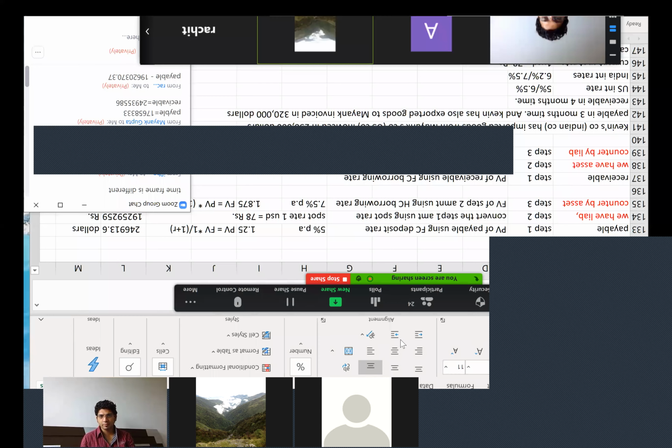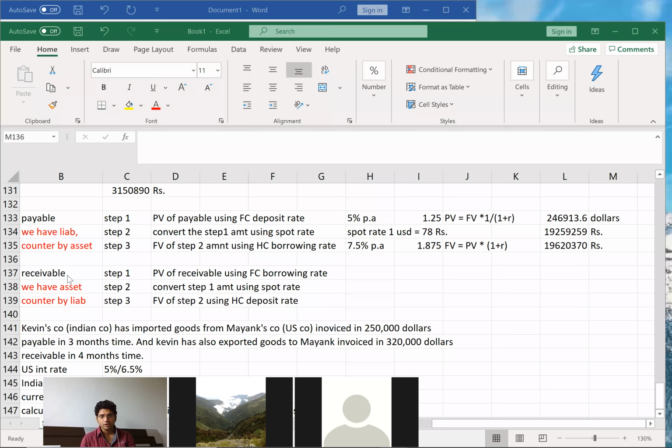Now let us do it for receivable. Receivable amount is different, month is different. Receivable amount is 3,20,000 and months is 4 months. Okay. So since we have receivable, we have an asset, we create a liability. So borrowing rate, so foreign currency borrowing rate. Foreign currency borrowing rate means USA borrowing rate, that is 6.5%. 6.5% per annum. I don't want per annum. I want it for 4 months now.